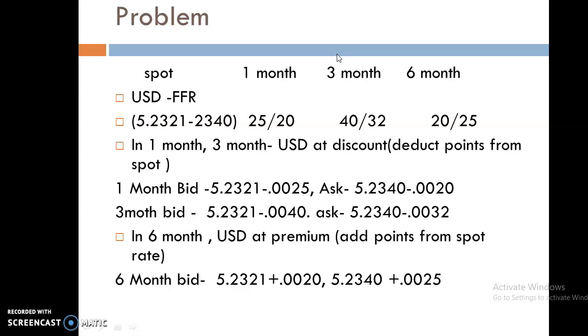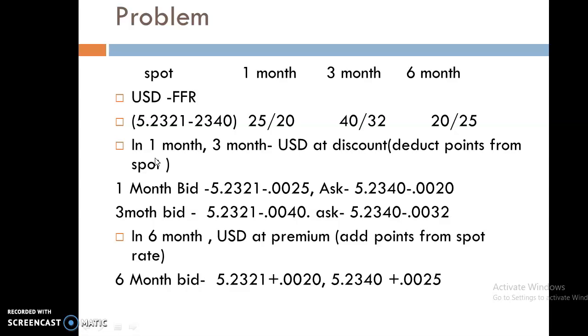Let's look into the spot rate. In the spot rate, there are two rates given: 5.2321, that's known as the bid rate, and 5.2340 is known as the ask rate. So there are two rates in the spot market which you want to understand. One is known as the bid rate and the second one is the ask rate. And for the 1 month, 3 month and 6 month contracts, points are given.